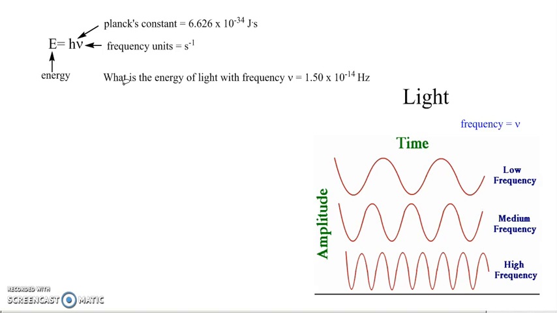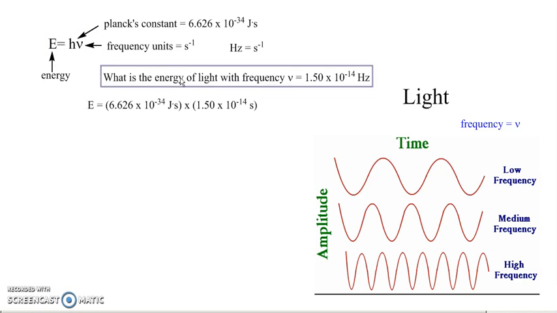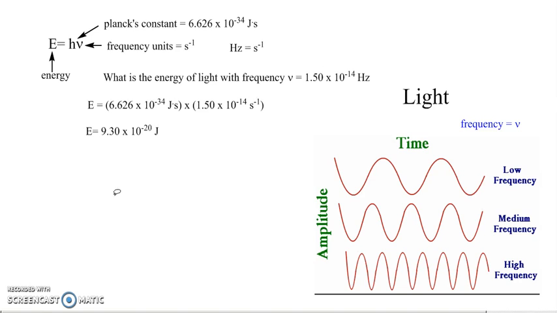So we could answer the question, what is the energy of light with a frequency of 1.50 times 10 to the 14th hertz? Just remember that hertz is just a fancy way of saying seconds to the minus 1. Well, I'm just going to plug my information into my equation. So Planck's constant times my frequency, and the seconds cancel out, and I'm left with energy. And the answer comes out to be 9.30 times 10 to the negative 20 joules.